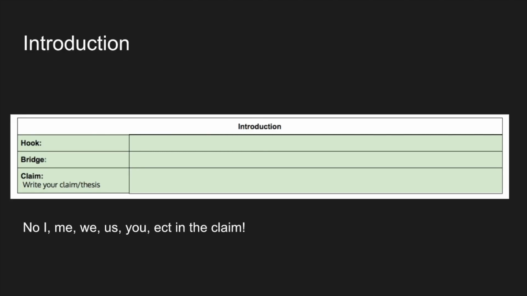Remember, with our hook, we want to grab our reader's attention. You could do something about suspense and how it engages a reader. And then the bridge, we're connecting the claim to the hook. Remember, no I, me, we, us, you, those sorts of words in our claims or, to be honest, in our paper at all. Especially, you don't want to say "I think blah, blah, blah," because it's not as convincing to the reader as when we say this is a fact.